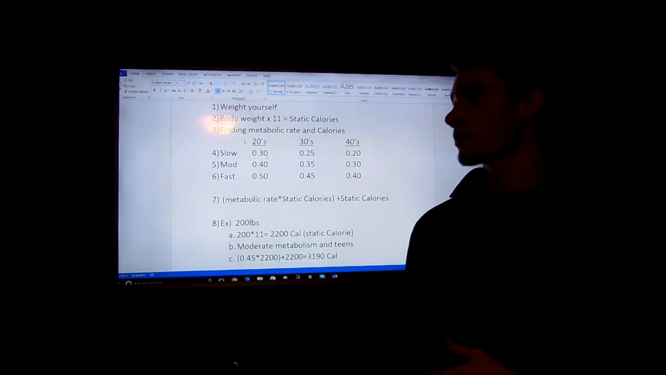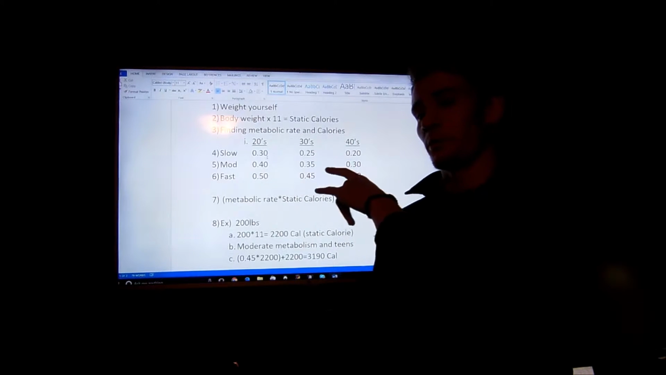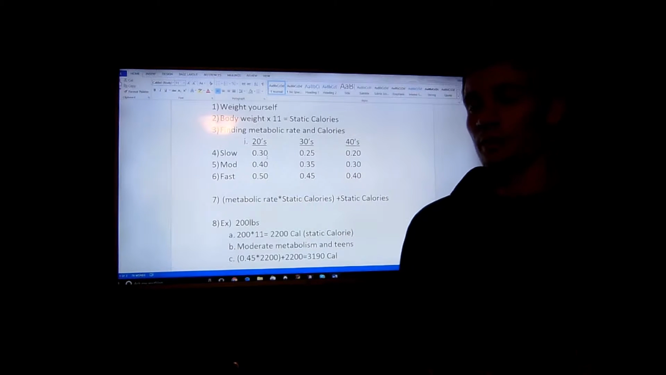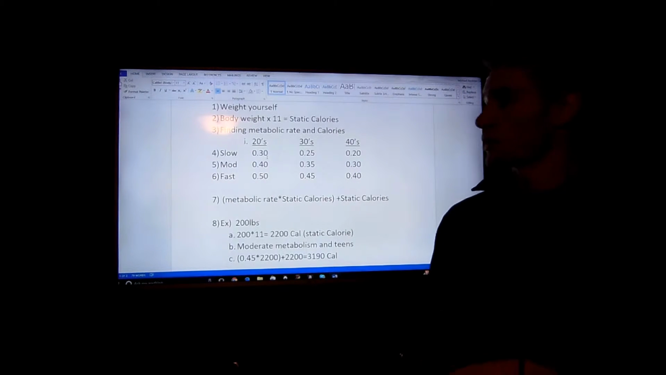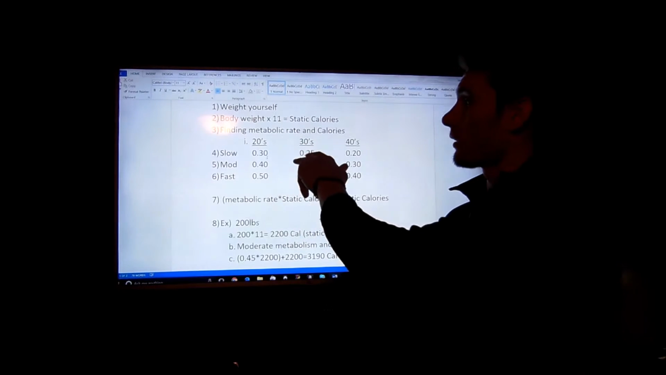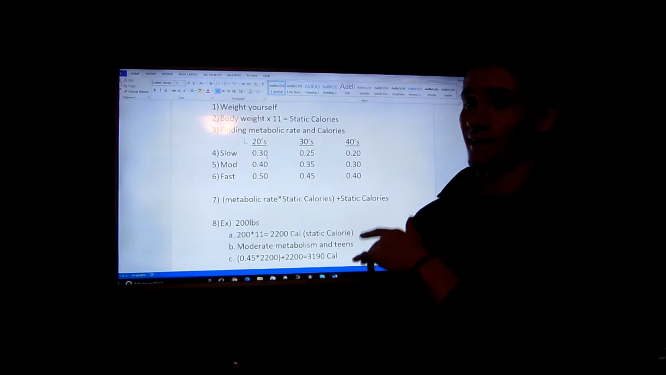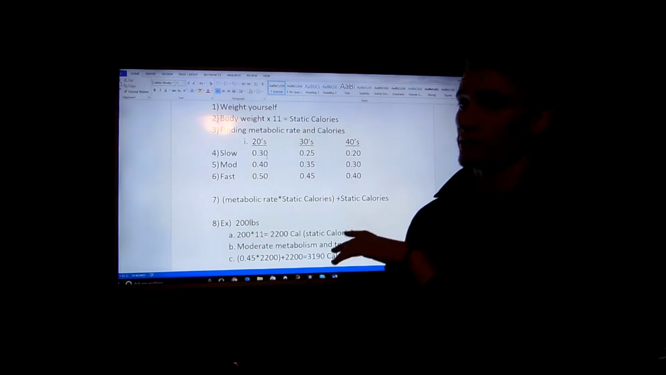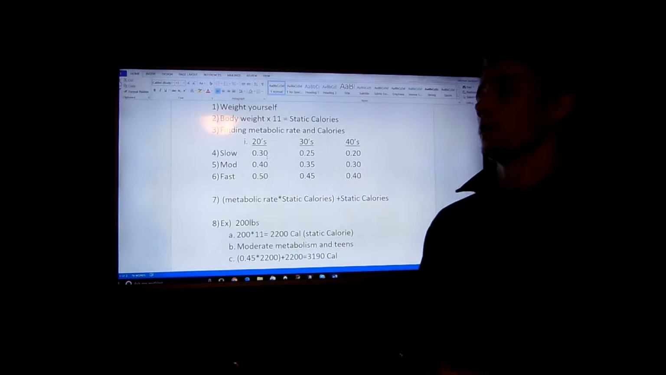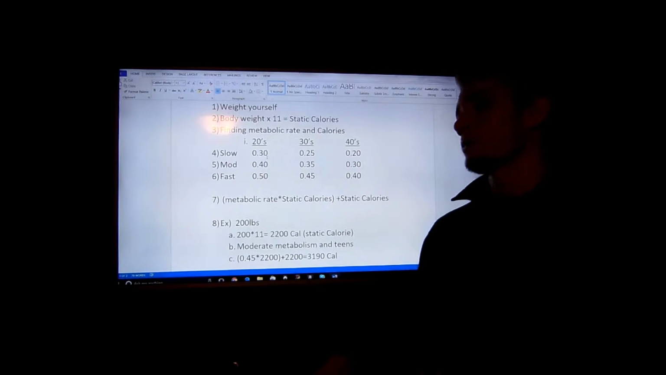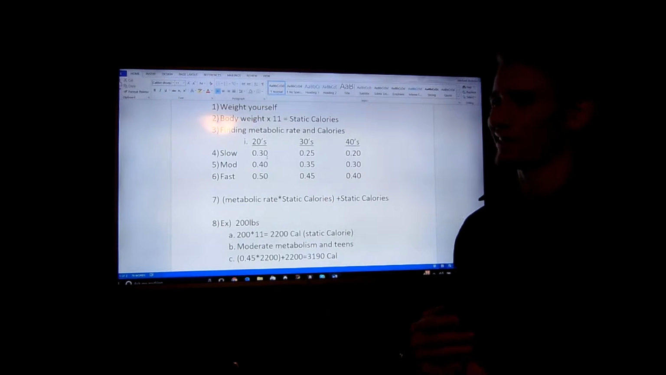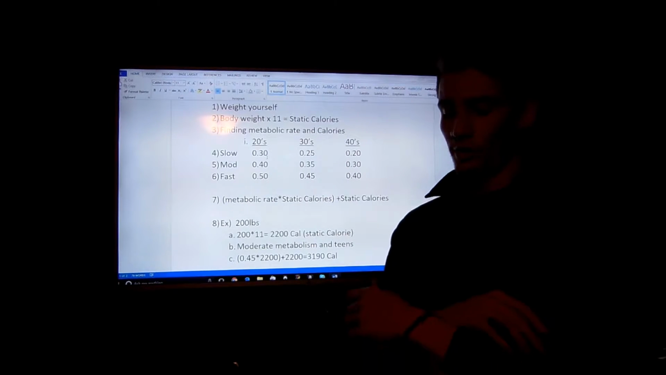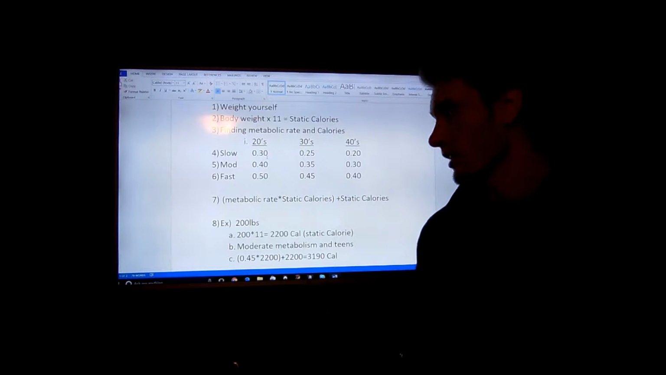So to do this, you're going to weigh yourself to begin. You're going to weigh yourself in pounds. So get on a scale, see what your weight is. Once you find your body weight in pounds, you're going to multiply that number by 11. That'll give you your static calories. That's the calories you need basically if you were just sitting around doing absolutely nothing, just to stay basically the same. If you weren't doing anything, like literally just laying in your bed all day long.